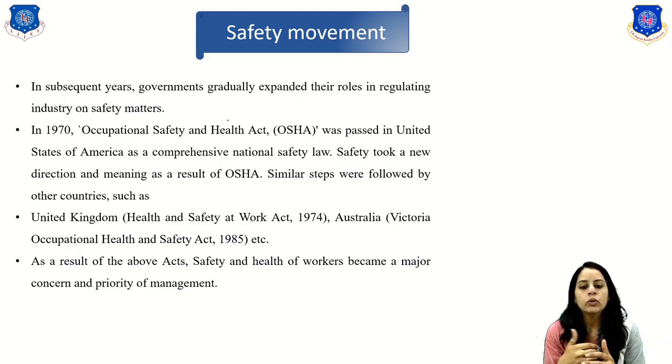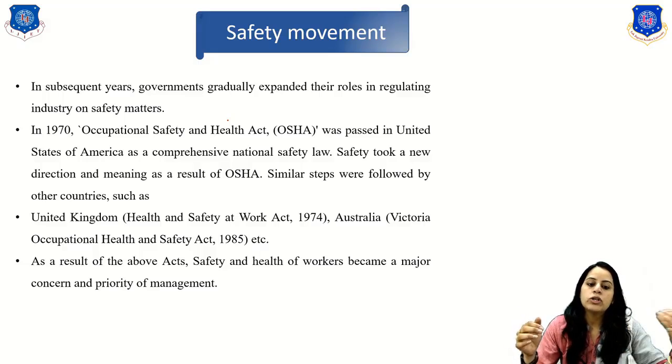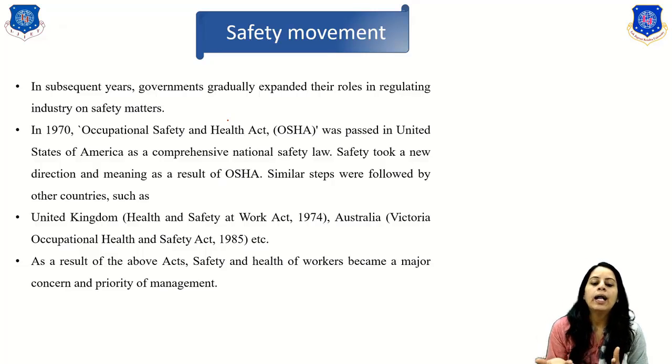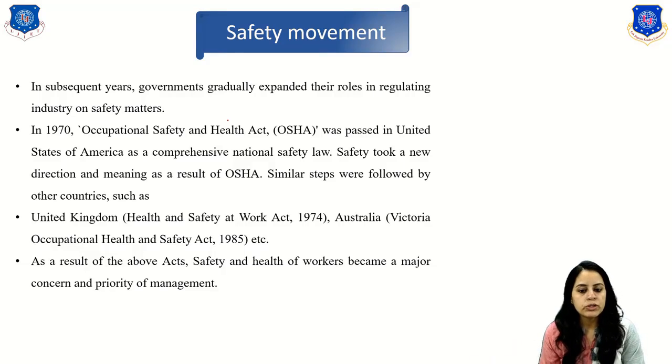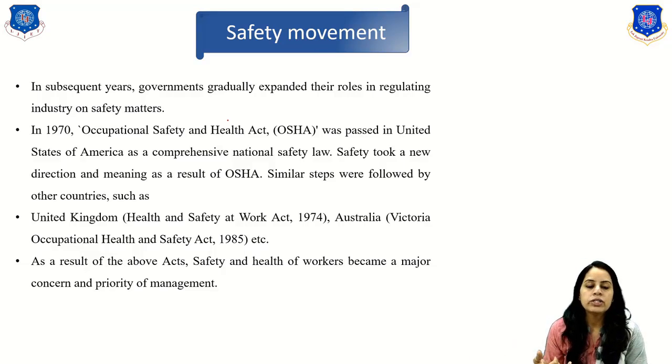So safety took a new direction and meaning as a result of OSHA. A similar step was followed by other countries like the United Kingdom, with the Health and Safety at Work Act of 1974, and in Australia, Victoria's Occupational Health and Safety Act of 1985, etc. As a result of these Acts, the safety and health of the worker became a major concern and priority of management. So this is all about the safety movement.